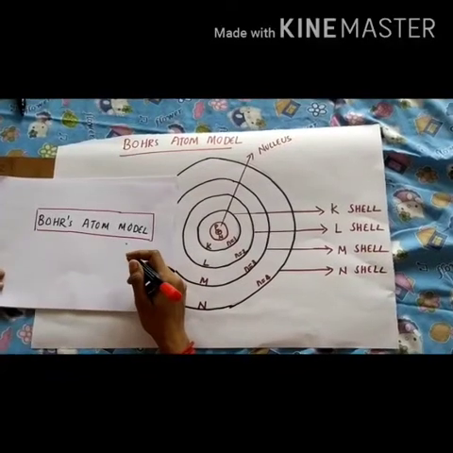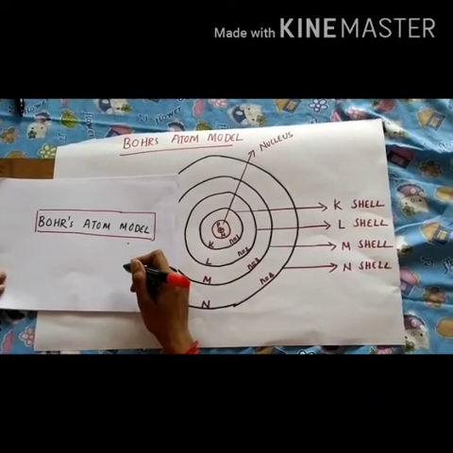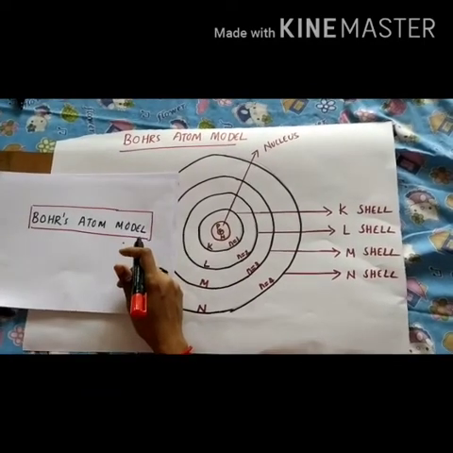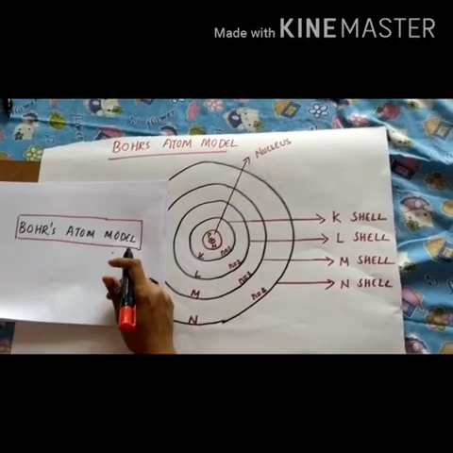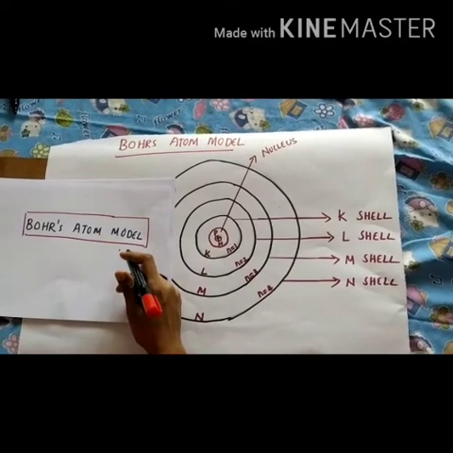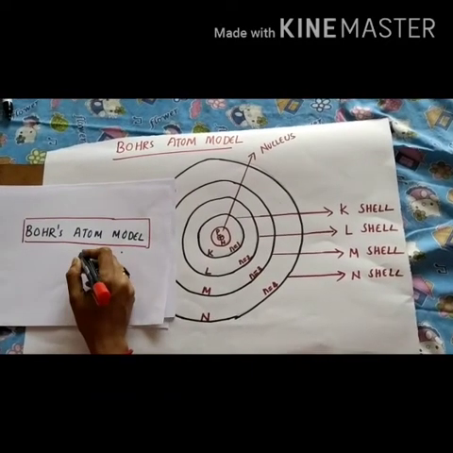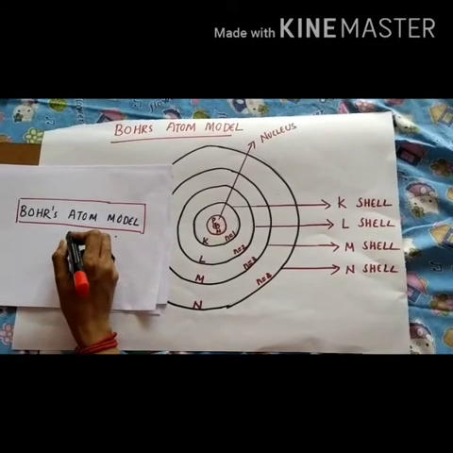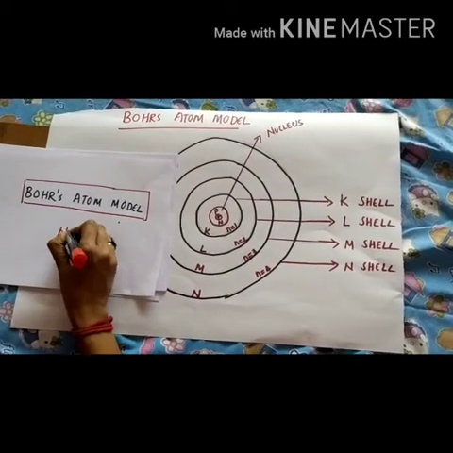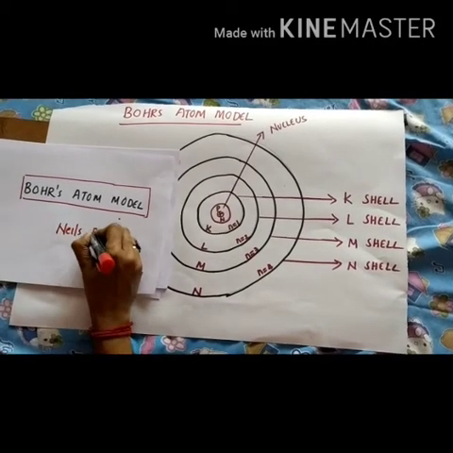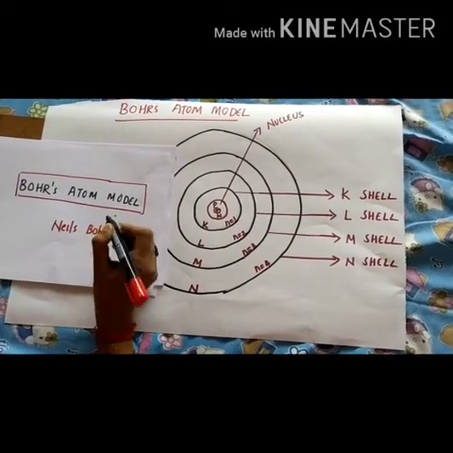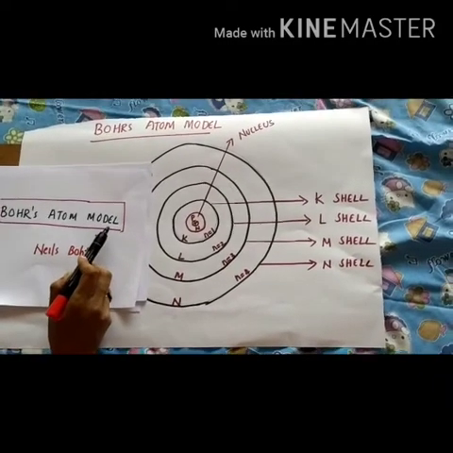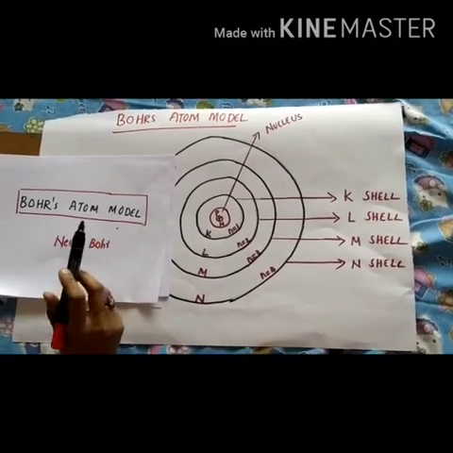Last class we learned the discovery of the neutron and the features of the electron, proton and neutron. In this class, let us see Bohr's atom model. This atom model was proposed by a scientist who worked along with Rutherford, Niels Bohr. So Niels Bohr proposed an atom model known as Bohr's atom model. This is the most accepted atom model.